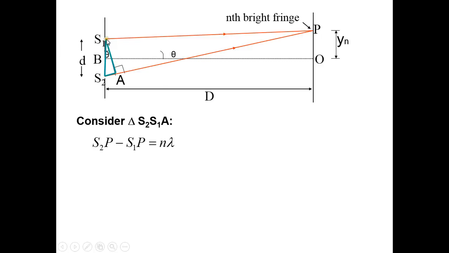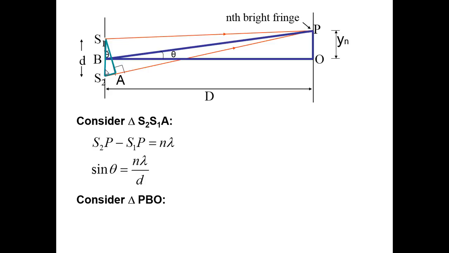If I drop a line perpendicularly down from S1 to S2P, S2A will give me the path difference. And the path difference must be n lambda because at point P you have constructive interference. Then, if I let this angle between S2 S1 A be theta, then sine theta will be the opposite, which is n lambda, divided by d, where d is the hypotenuse.